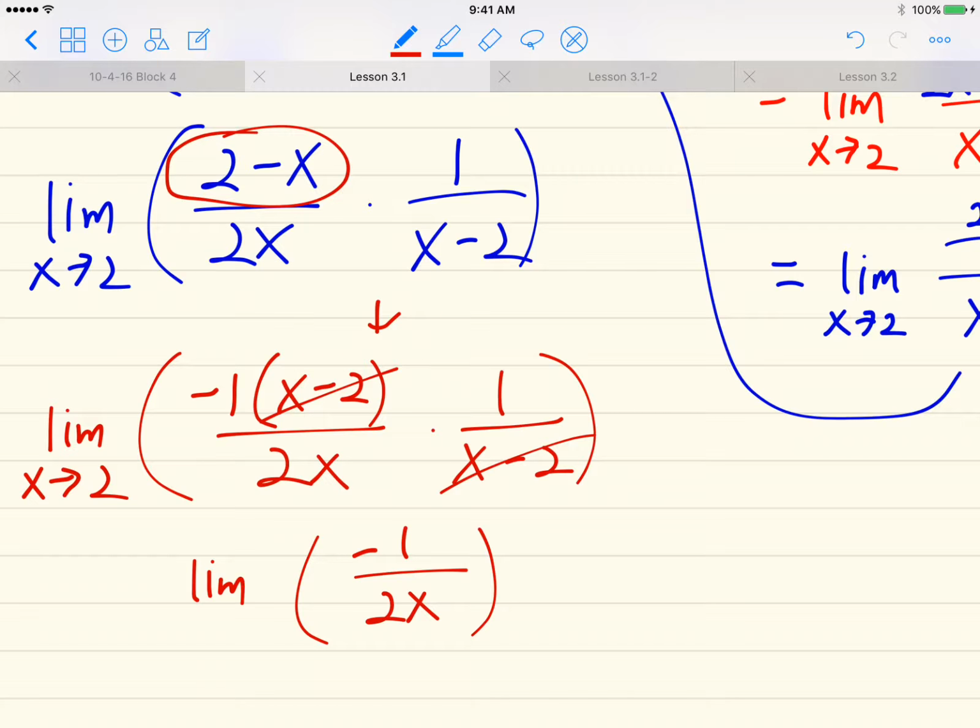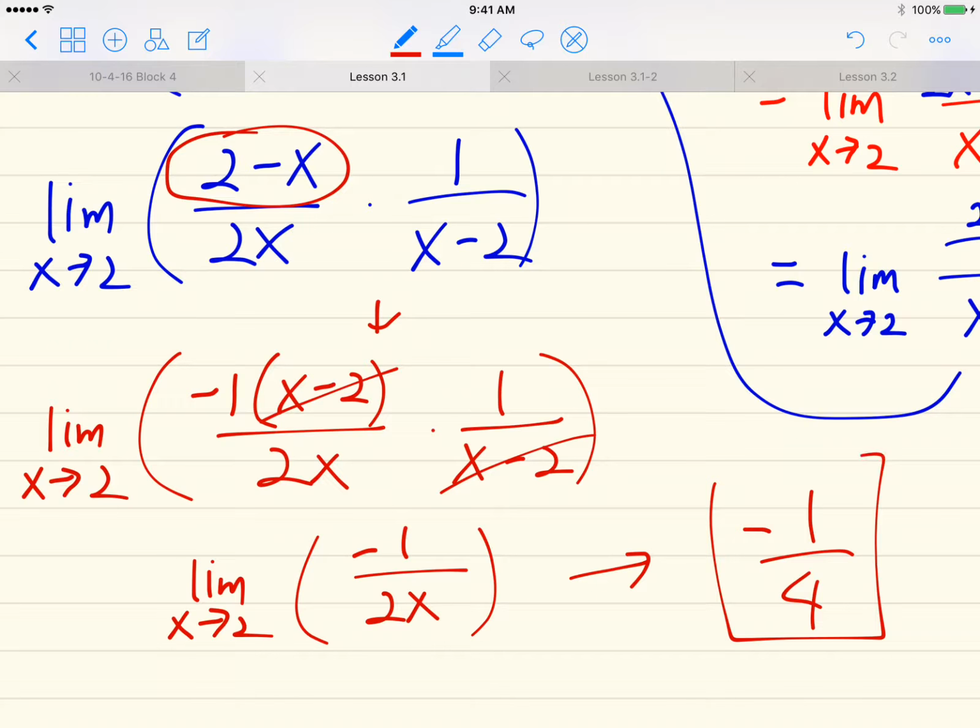And this is where now you could use the direct substitution method to evaluate the limit. So your final answer comes out to be negative 1/4. And let me see if that's the answer. Negative 1/4 is indeed correct.